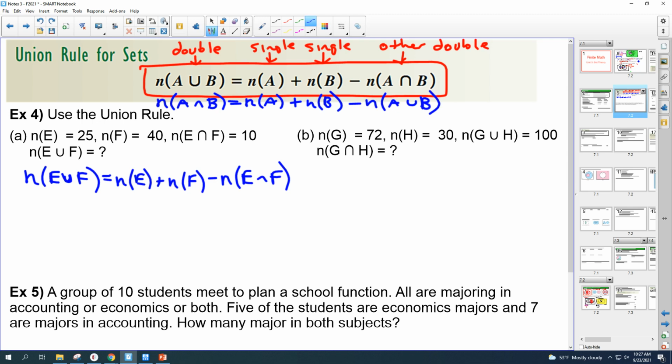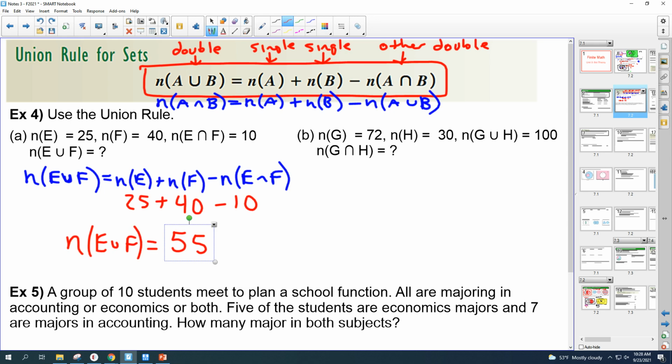And it's very specific. If you don't have exactly that information, you cannot use the union rule. You have to have exactly that information. So in this problem, they give me the number in set E is 25. The number in set F is 40. And the number in the intersection is 10. 25 plus 40, that's 65. Minus 10, that's 55. So I like to write the answer like this. Number in the union equals 55.